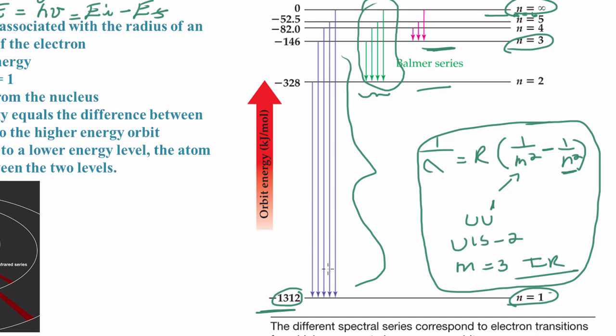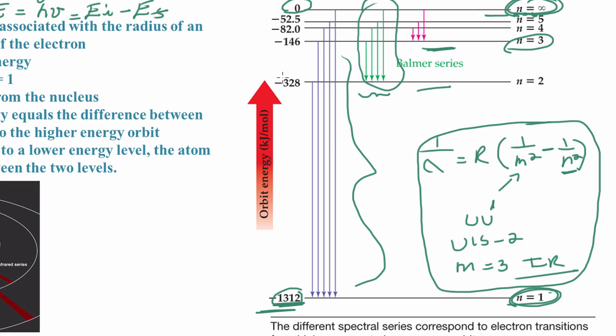So what does this mean? Well, notice that these numbers have negative signs in front of them. There's no such thing as negative energies. This is done by convention. This zero point here, where n is equal to infinity, at this point the electron is separated from the hydrogen atom. This corresponds to the ionization energy. So the difference between n equals infinity and n equals 1, this 1,312 kilojoules per mole, that is the ionization energy.